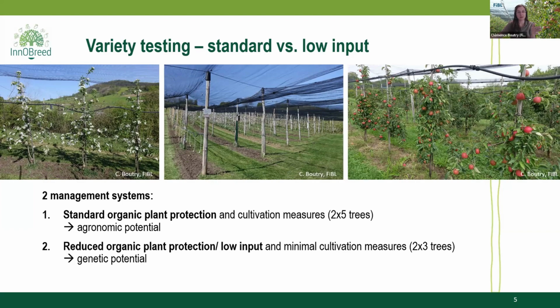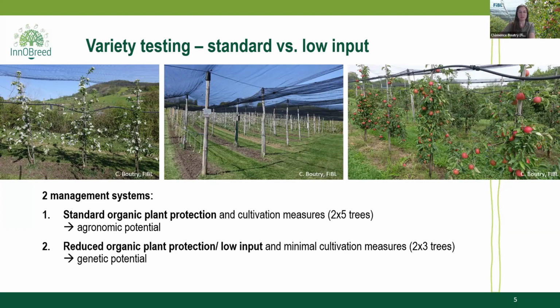And the standard plant protection is there to see what is the agronomic potential under ideal conditions, let's say, or the most we can do. And the reduced plant protection or low input treatment is to see what is the genetic potential of the variety.